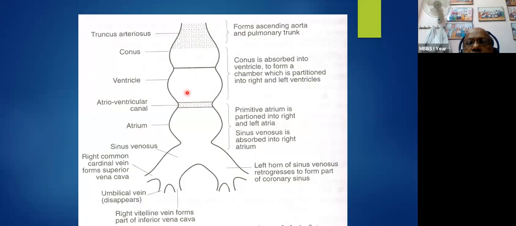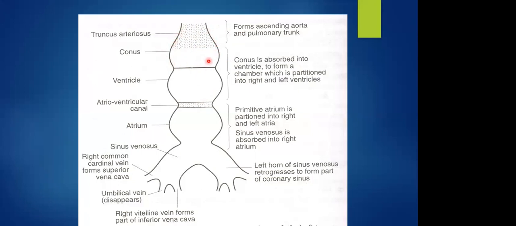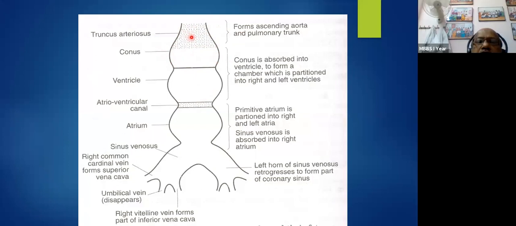Are you clear with this? All of you? So this is before the formation of the cardiac loop. From the cranial end to the caudal end, you will be having the various parts. Actually, this entire part is called the bulbus cordis, divided into proximal conus and distal truncus arteriosus. So truncus arteriosus gives rise to the ascending aorta and pulmonary trunk.